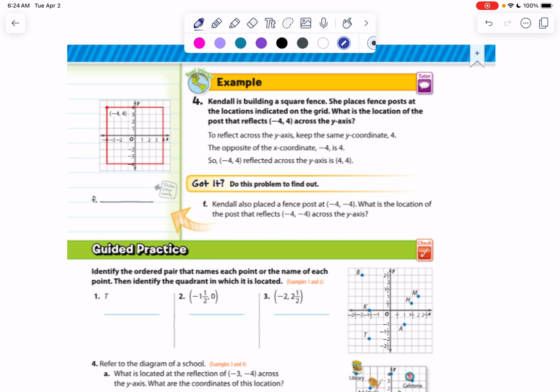What is the location of the post that reflects -4, 4 across the y-axis? All right. So if we are reflecting across the y-axis, we change the x-axis coordinate to its opposite. So x is -4, so that's going to be +4. Keep the y-axis the same. All right. Is that true? Yes. So 4, 4.